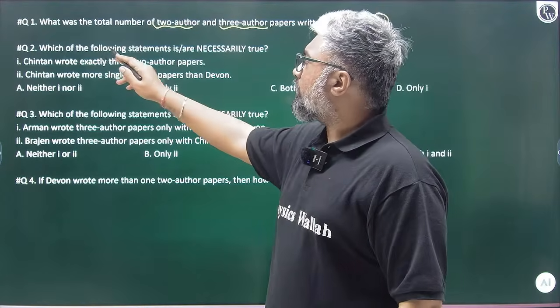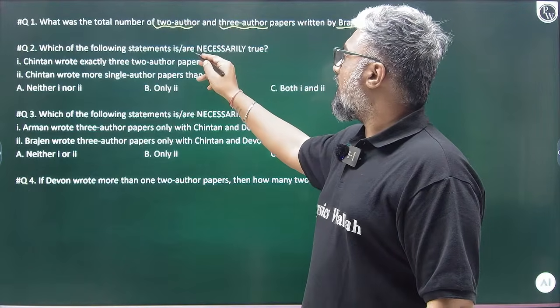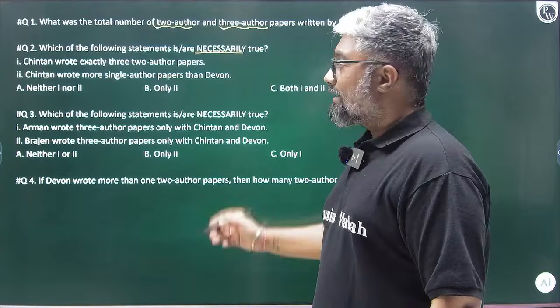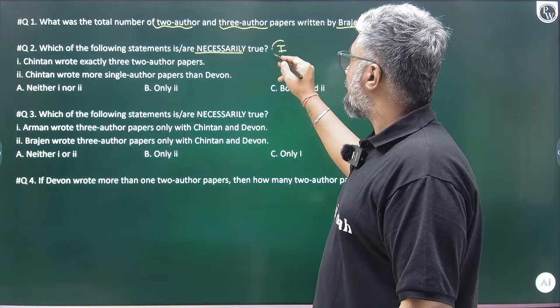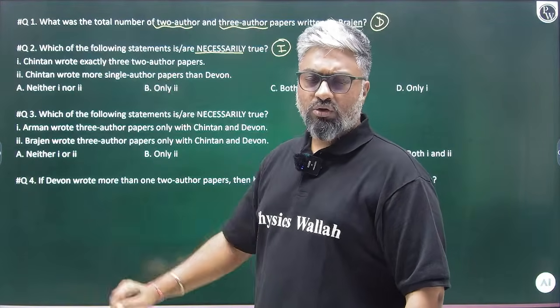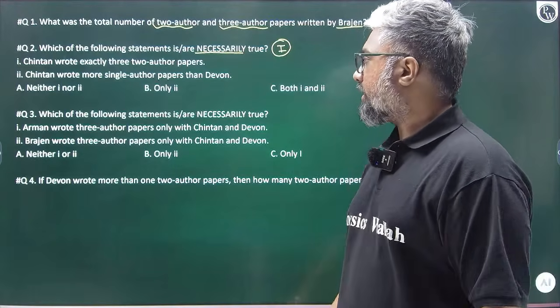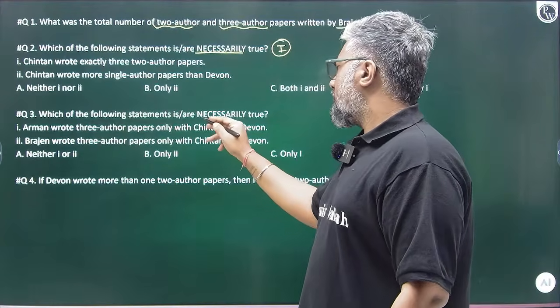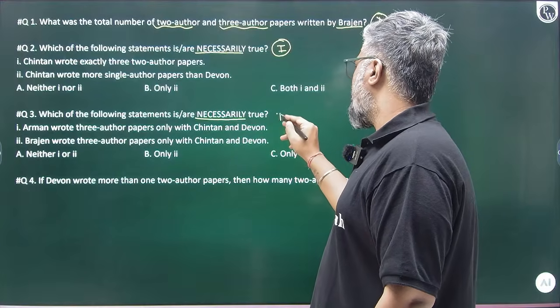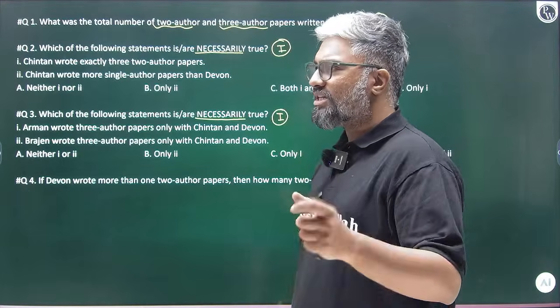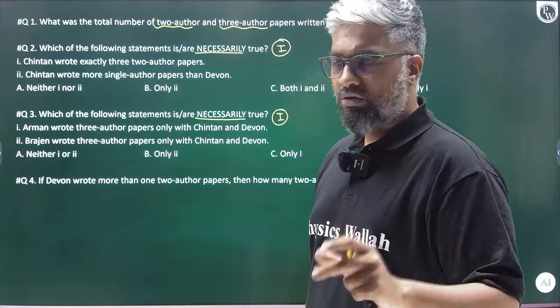Second one, which of the following statements is or are necessarily true? This is an indefinite question. Both can be true, both can be false, or any one of them could be true, the other being false, right? Third question, similarly, necessarily true, indefinite again. So far we can't judge anything, but if you look at the last question, you would know.